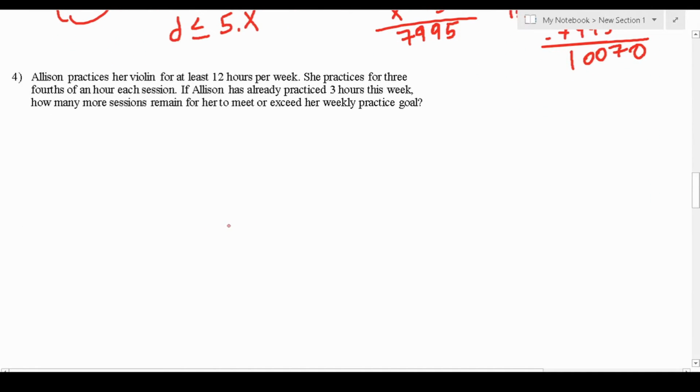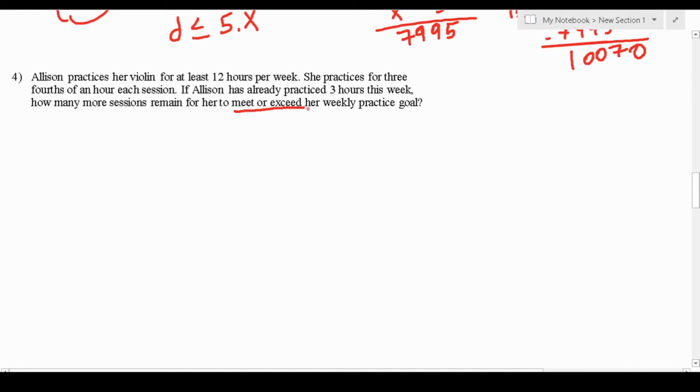All right, question 4 says, Allison practices her violin for at least 12 hours per week. She practices for 3/4 of an hour each session. If Allison has already practiced 3 hours this week, how many more sessions remain for her to meet or exceed her practice goal? So again, let's start by deciding what inequality we're going to use.